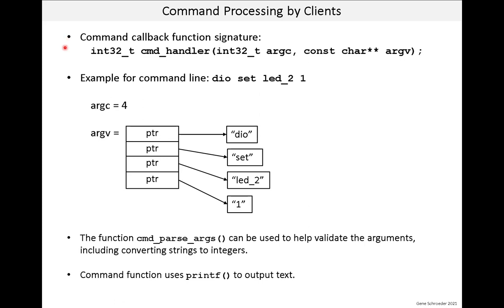So here is an example for the command line dio set led underscore 21. First of all, the argc parameter is 4, and the argv parameter is represented here as pieces of memory. We have an array of pointers of length 4, and each element of the array points to a string, one of the tokens on the command line.